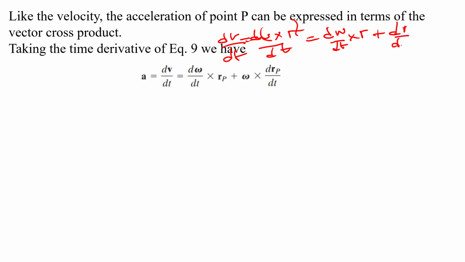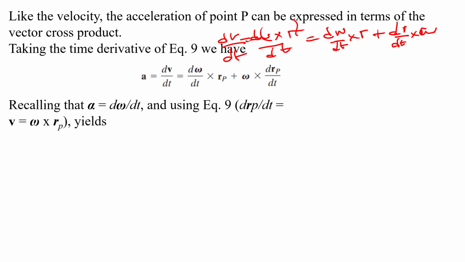omega cross dRp/dt, and that is omega cross omega. By recalling, d omega/dt is alpha. So d omega/dt is alpha, and then dRp/dt is v, since change in displacement per unit time is velocity, and velocity is omega cross Rp, that is omega cross r.